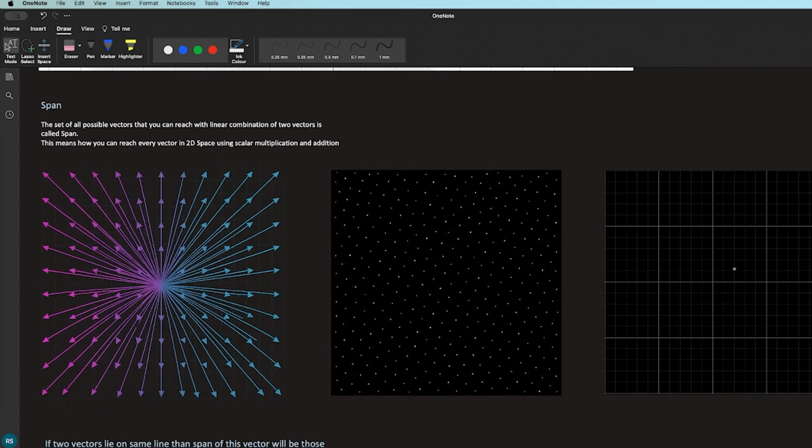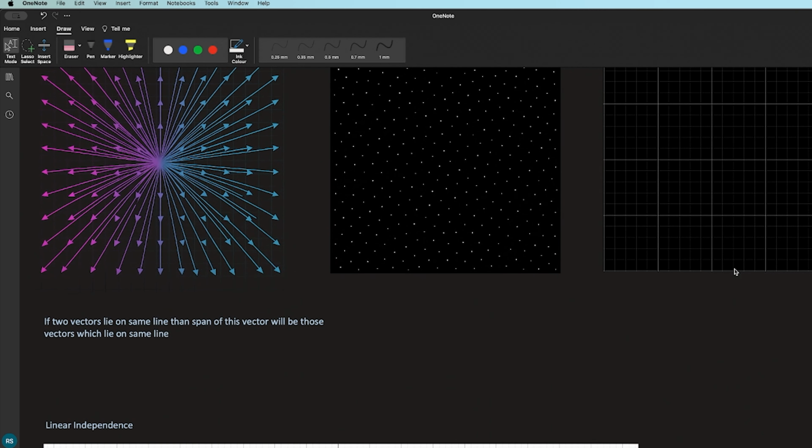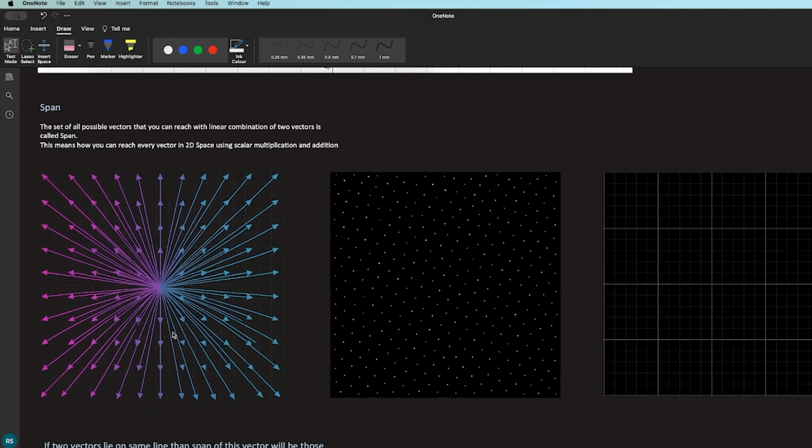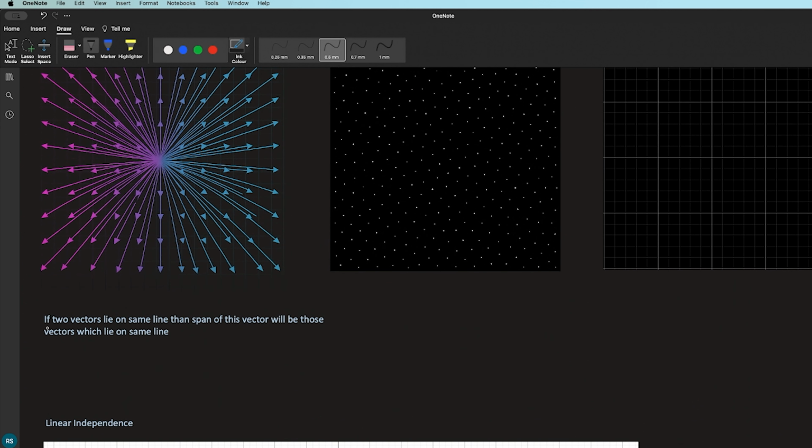Now I can say that there is one more definition here. If two vectors lie on the same line, this is not a definition but a condition. If two vectors lie on the same line, then the span of these vectors will be those vectors which lie on the same line. For example, in the earlier case we used the standard basis vectors and we reached any point in the 2D coordinate space. But in this case, if two vectors lie on the same line, then the span of these vectors will be those vectors which lie on the same line.